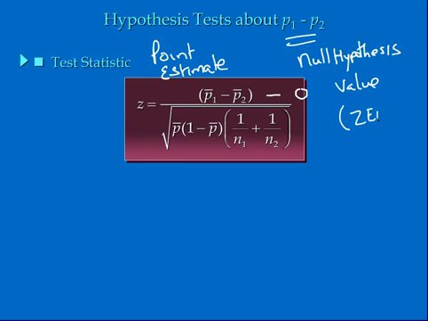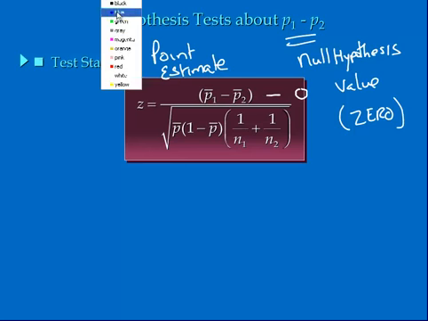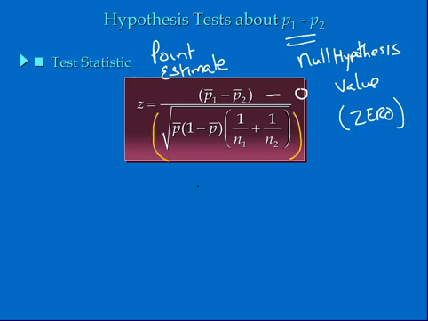And that's just equal to 0. On almost all population proportions questions, it's equal to 0. So P1 minus P2, this part here is the standard error. Okay, so point estimate, expected value under null hypothesis, or null hypothesis value, divided by the standard error. So that's the general form of a test statistic.